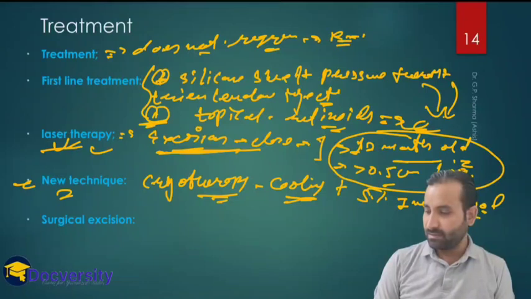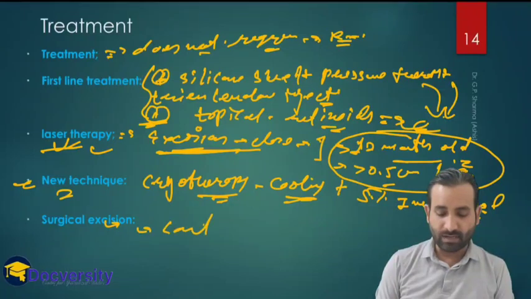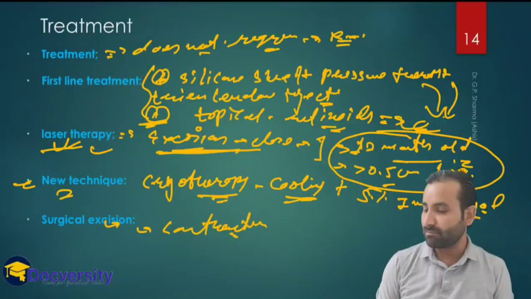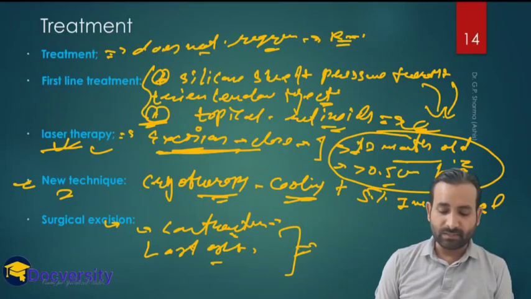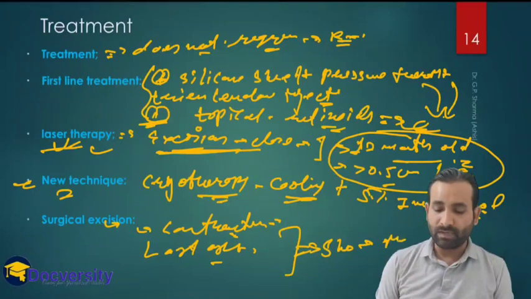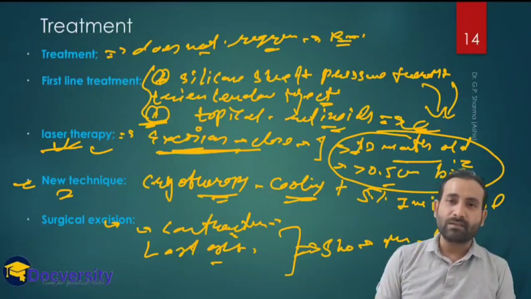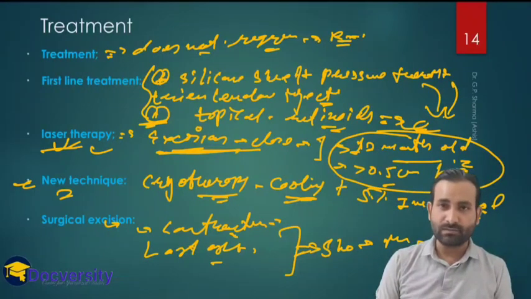And then the surgical excision we can go for if there is contracture developed because of the keloid, then we have to go for the surgical excision. And this is the last option for us. And remember, this excision or the surgery should not involve the healthy area, because the keloid reoccurs, so the reoccurrence should be avoided. Is that okay?